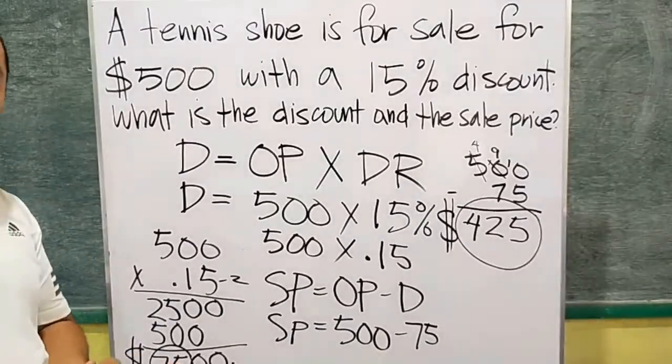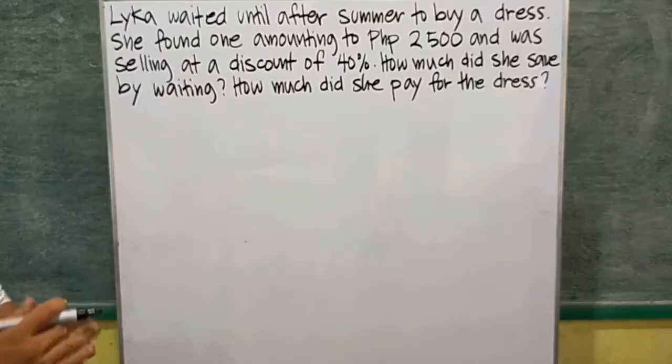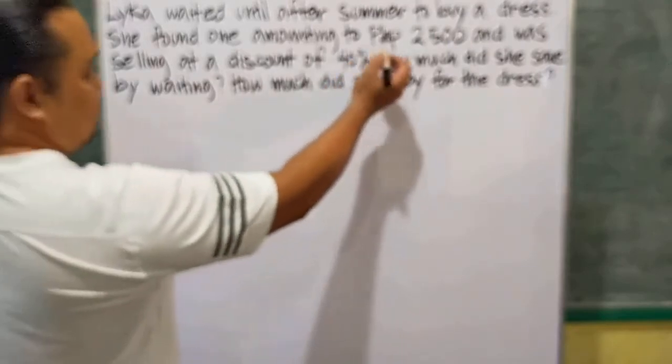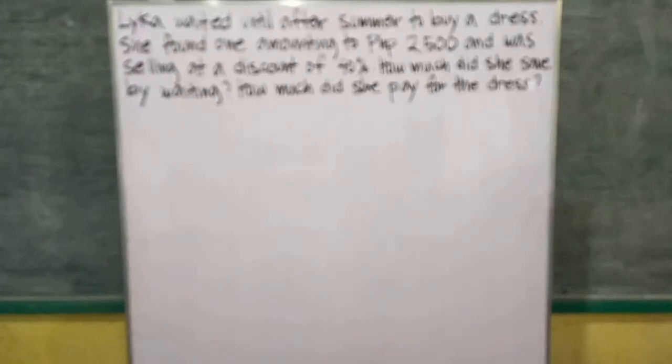So let's have some more examples. For our next example, we have here: Laika waited until after summer to buy a dress. She found one amounting to PHP 2,500. Now, PHP here is Philippine pesos, and it was selling at a discount of 40%. How much did she save by waiting? How much did she pay for the dress?